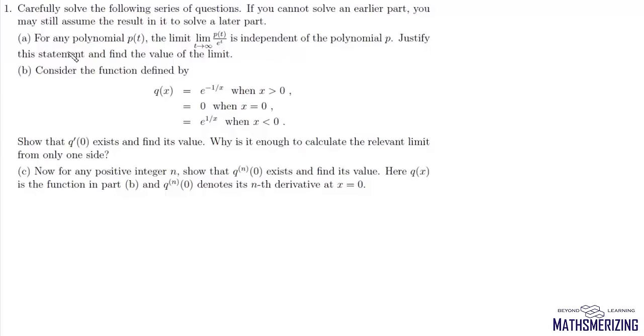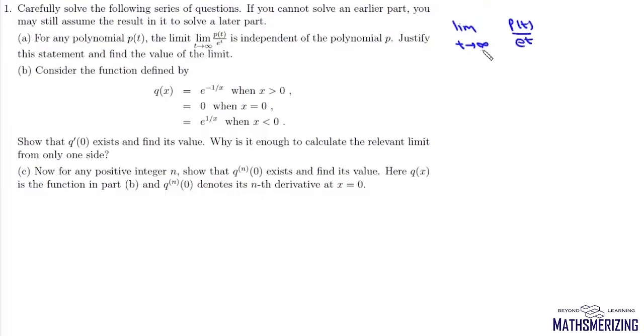Now question number 1 is, for any polynomial p(t), the limit t tends to infinity of p(t) upon e to the power t is independent of polynomial p. Justify the statement and find the value of this limit. So we have this limit, which is limit t tends to infinity of p as a function of t upon e to the power t.